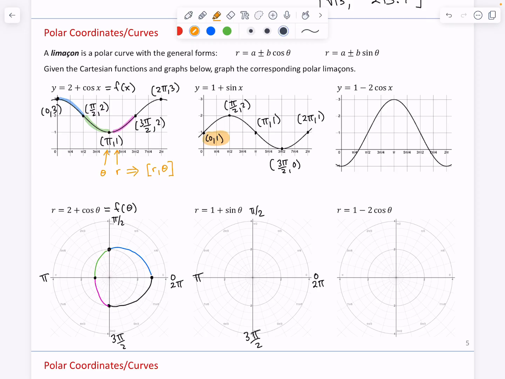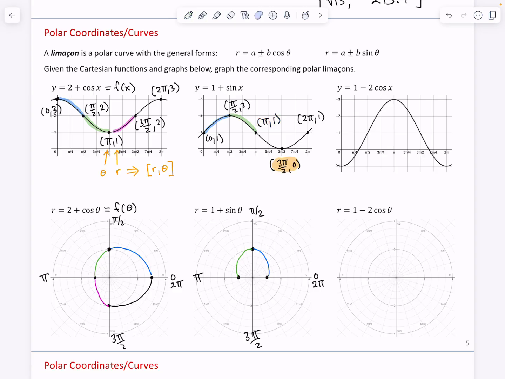So our first point is 0, 1. So when the angle is 0, the radius is 1, giving us this point in our polar graph. When the angle is pi halves, the radius has grown to 2, giving us this point. And this blue portion of our rectangular graph gives us this blue portion of our polar graph. Whereas the angle increased from 0 to pi halves, the radius grew from 1 to 2. When the angle is pi, the radius is back down to 1, giving us this point. This green portion of our rectangular graph corresponds to this green portion of our polar graph. As theta increased from pi halves to pi, the radius shrunk from 2 back down to 1.